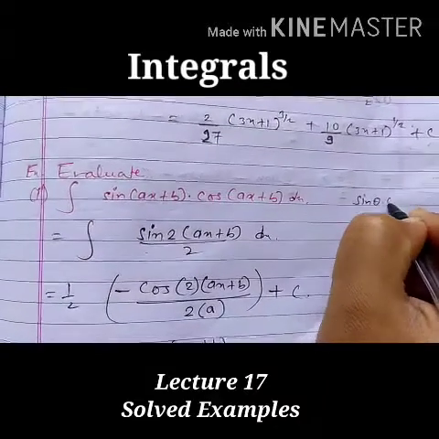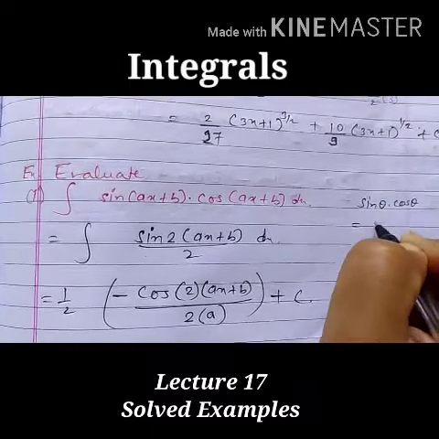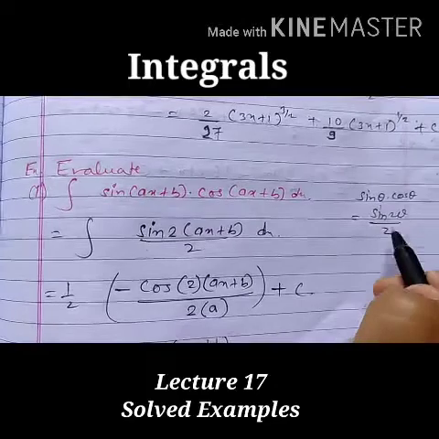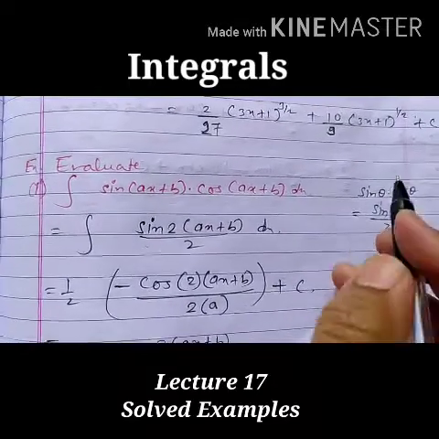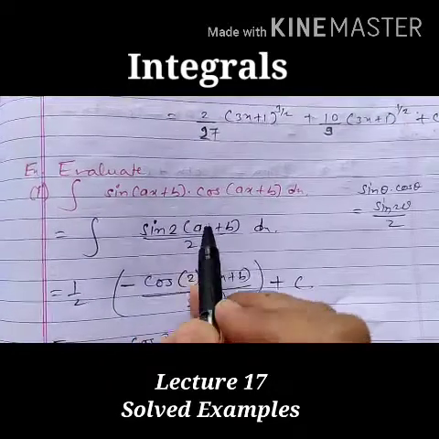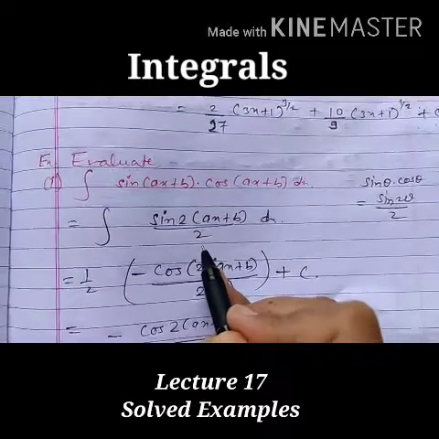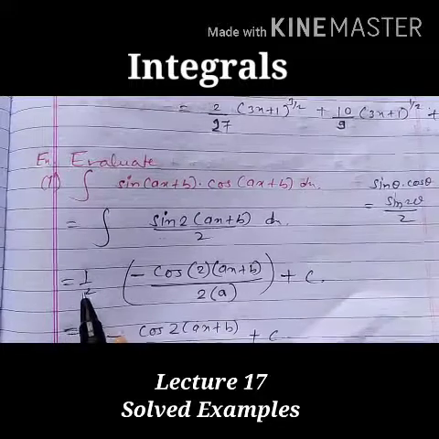Sine theta into cos theta can be written as sine of 2 theta upon 2, because sine of 2 theta is equals to 2 sine theta cos theta. So here our theta angle is ax plus b, so sine of 2 into ax plus b upon 2. Any doubt in this? Okay, now we'll go next step.